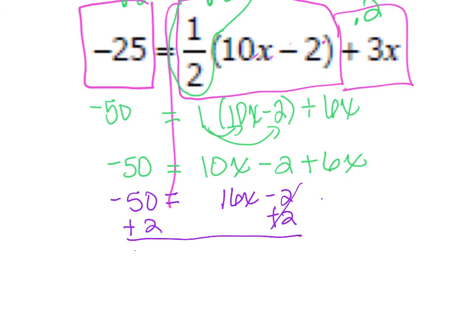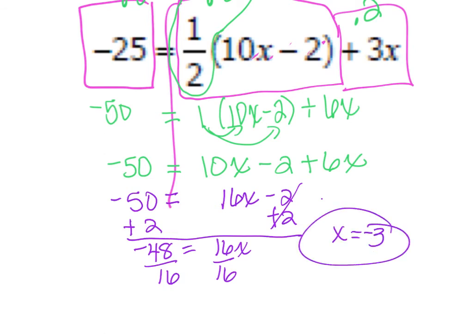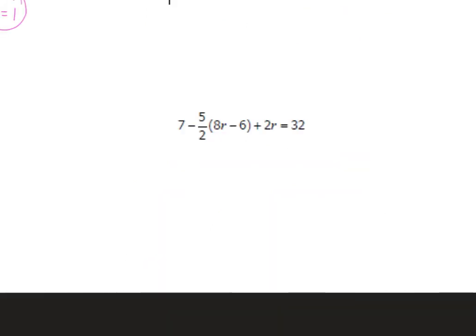That's going to give me negative 48 equals 16x. And if I divide by 16 on both sides, I'm going to get x is equal to negative 3. Yay! Okay, let's try this big scary looking one.